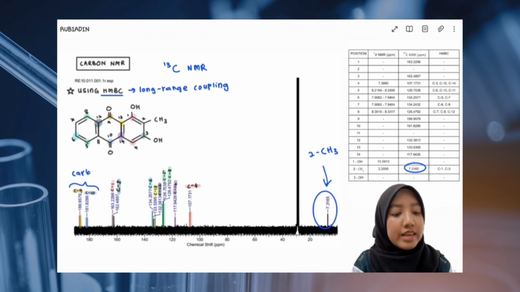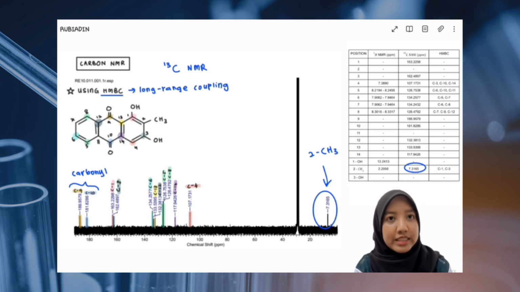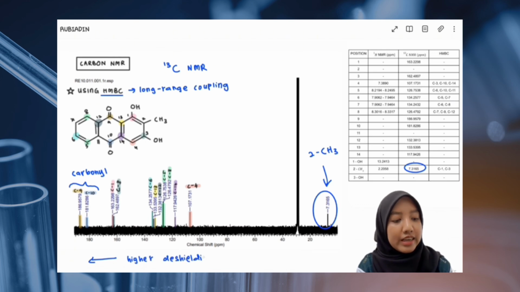Here we get to see that the carbonyls are at C9 and C10. Here we have recognized that C9 and C10 are carbonyls. How do we recognize that C9 is greater than C10 on the chemical shift? Because C9 has a higher deshielding effect, where the electronegativity is higher at C9 rather than C10, hence the higher chemical shift.